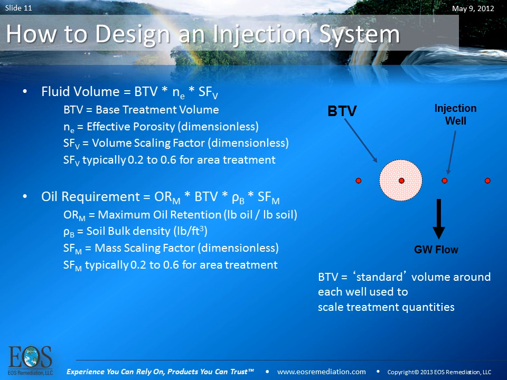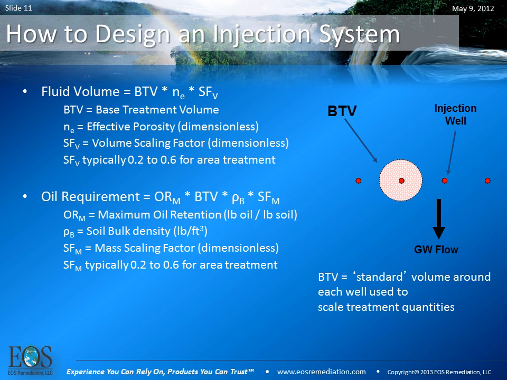Other parameters to consider are your fluid volume and your oil requirement. And so it's a simple formula. This is your base treatment volume, or your BTV, your effective porosity, which is NE, it's dimensionless. And then here comes this volume scaling factor that I mentioned before. And your volume scaling factor is the ratio of fluid, and that's your emulsified oil plus water injected per well to the pore volume within a base treatment volume around each well.